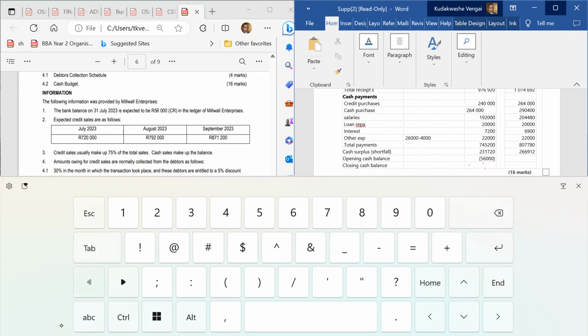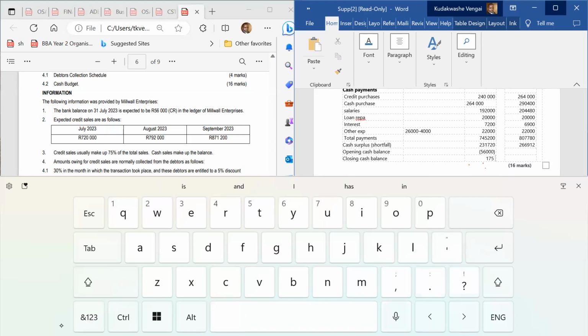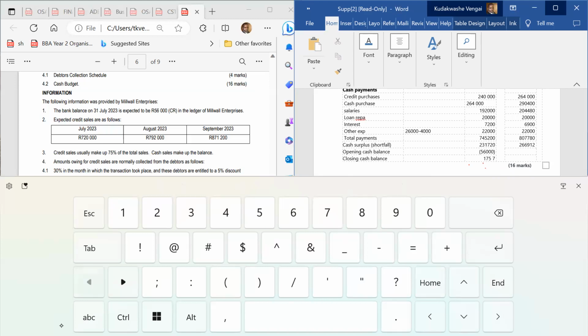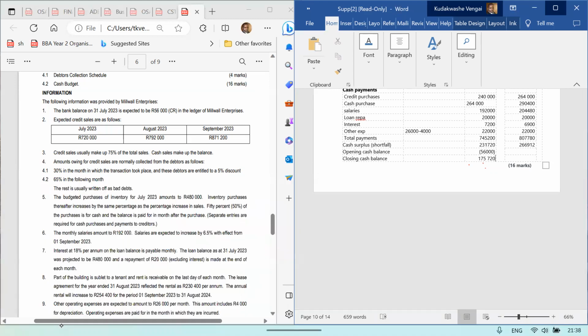And then during the month, we had a cash surplus of 231,720, right? It means that at the end of the month, we have 175,720 in the account. We have simply added these two figures. We've added the 231, which is the surplus, and the opening balance for us to get the closing balance. Are we together?